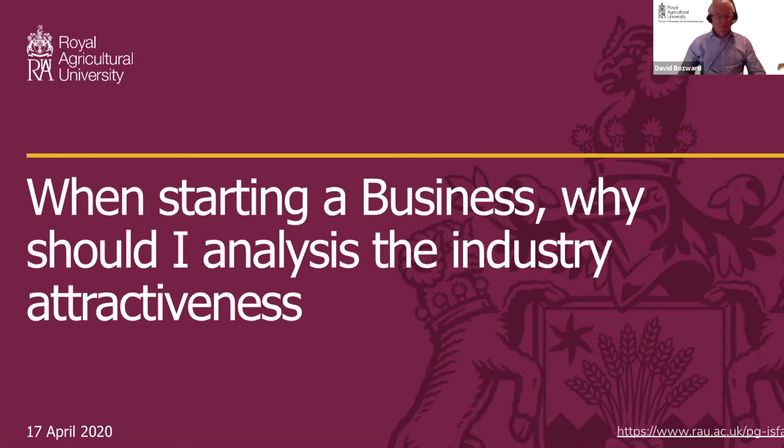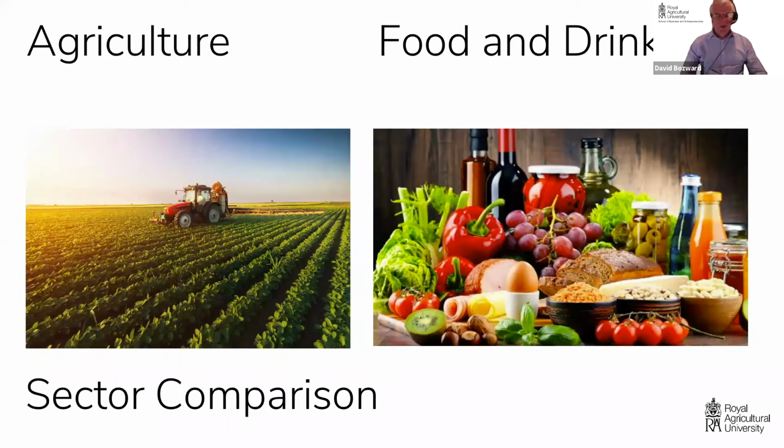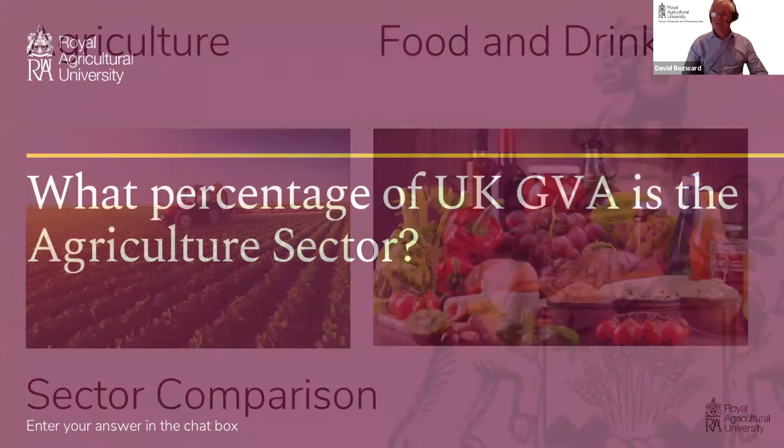In this webinar, we're looking at industry attractiveness and why you should select a particular industry when starting out. So, first of all, at the REU here, we think about agriculture and food and drink as two sectors. Agriculture is very much of the farm and the farm gate, and the food and drink is the industry that sits after that typically. So when we look at these two industries, they have different GVAs that we see.